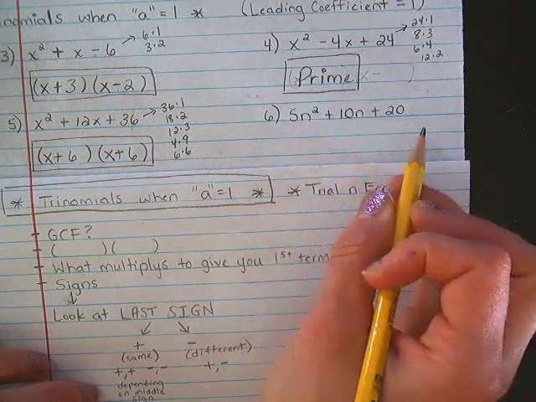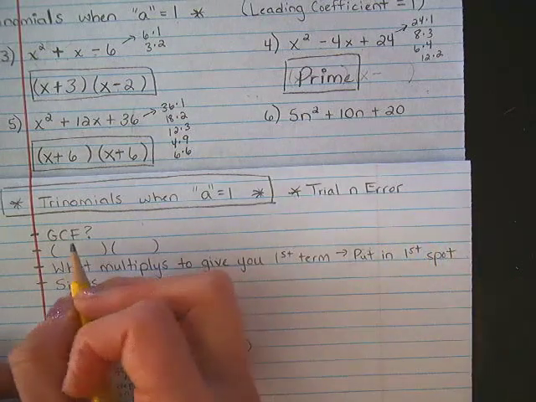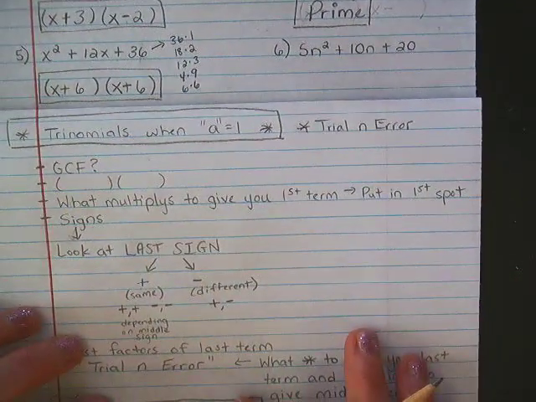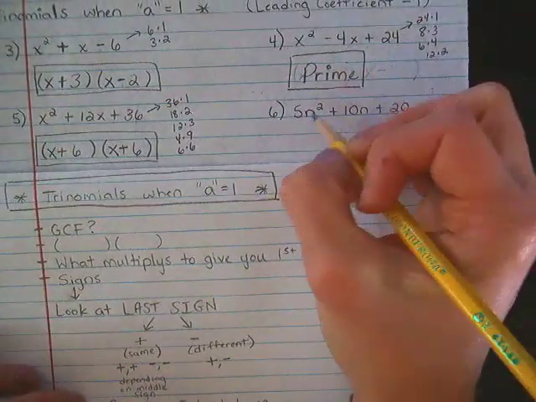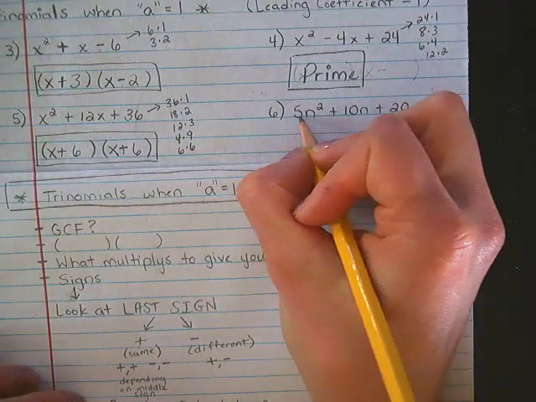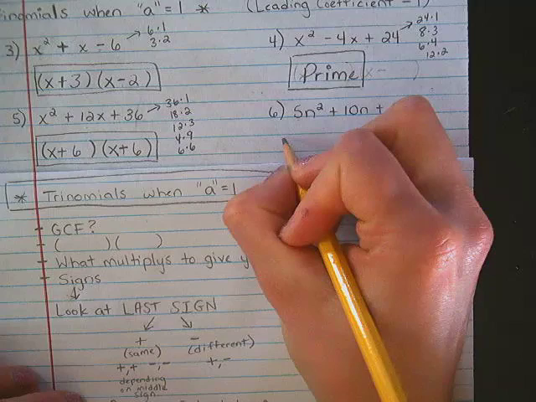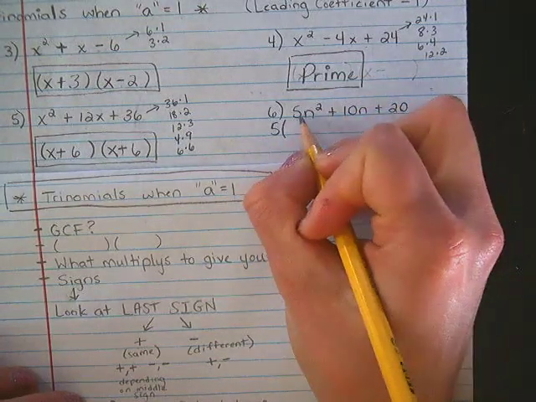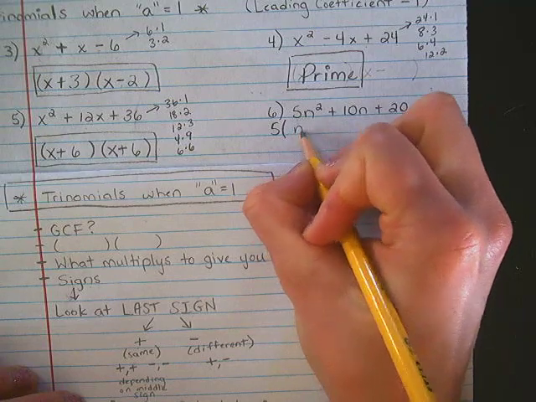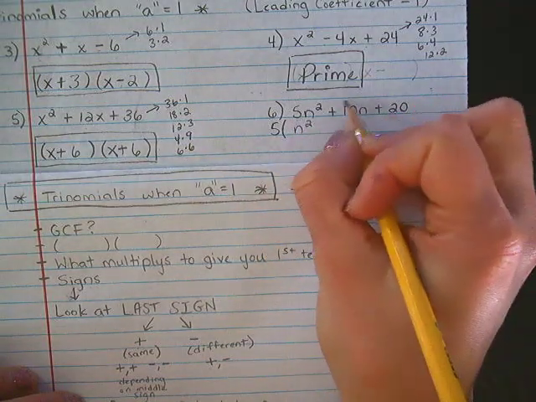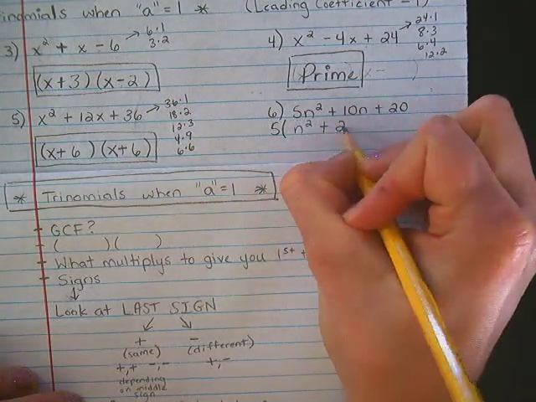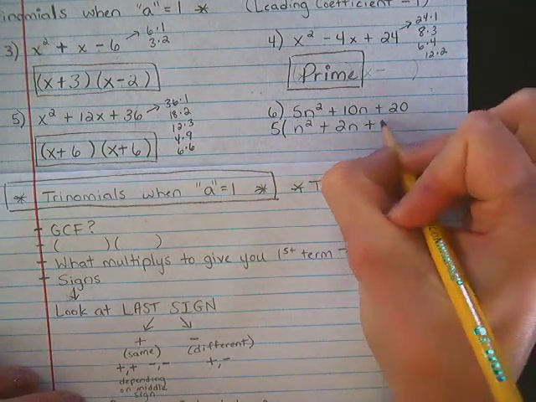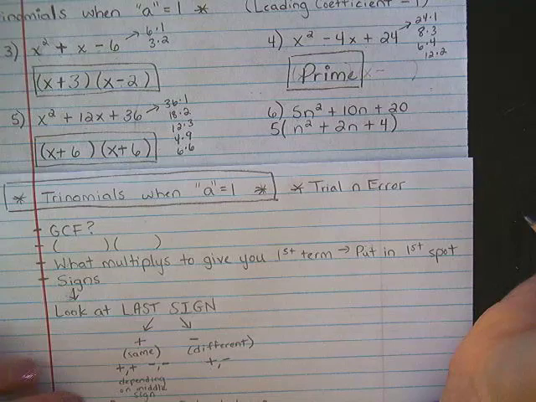But if you notice, they do have something going on here. This one actually has a GCF. So if it has a greatest common factor, then you have to factor that out first. So they all have a 5 in common. So I'm going to take it and I'm going to divide each one of these by 5. So if I take this divided by 5, I end up with just the n squared. That divided by 5, I end up with positive 2n. And then that divided by 5 gives me a positive 4.